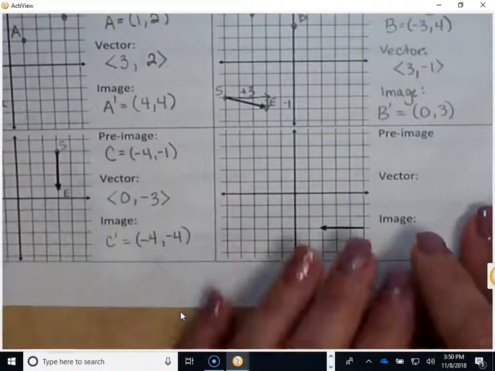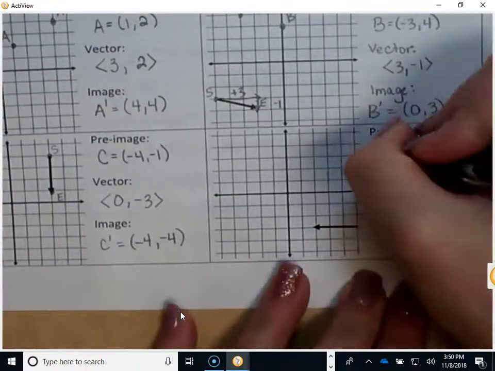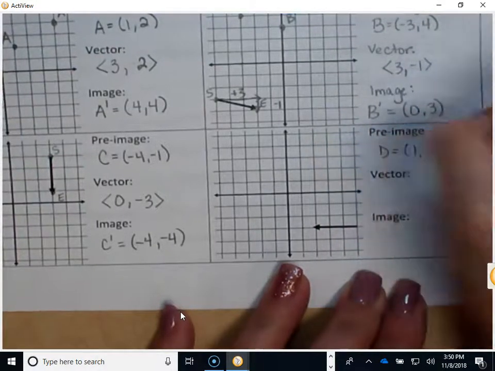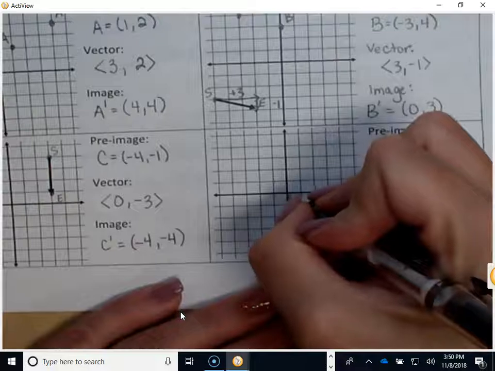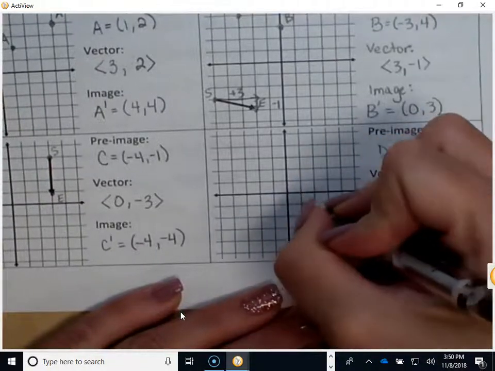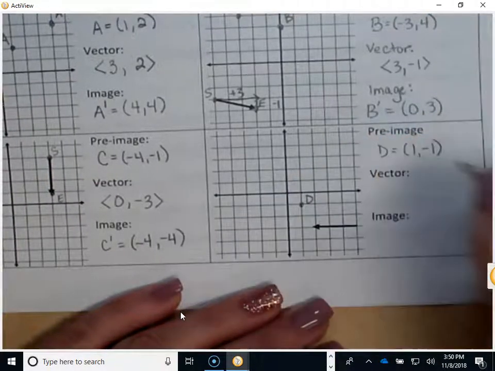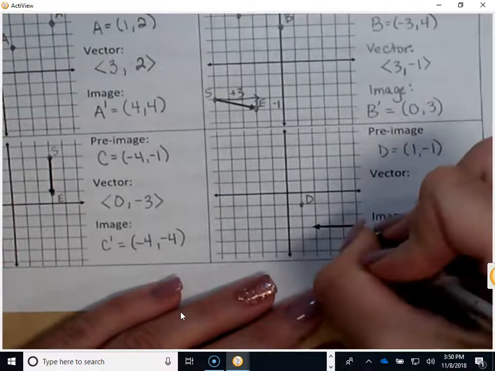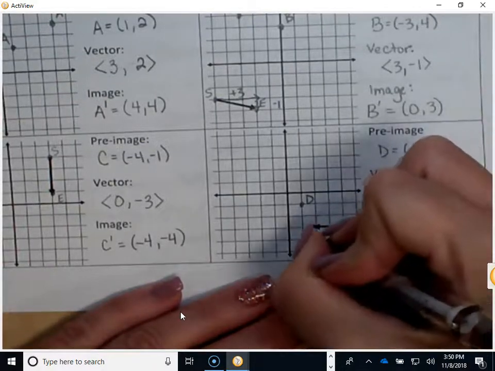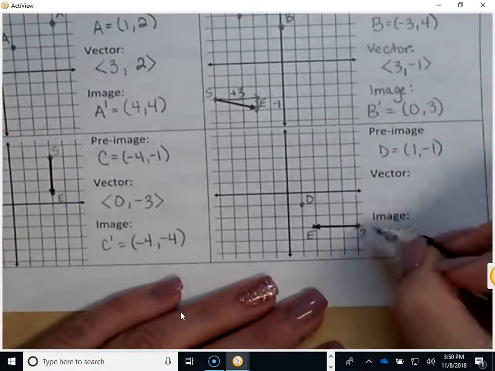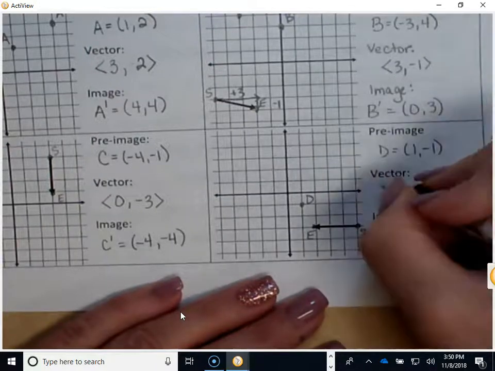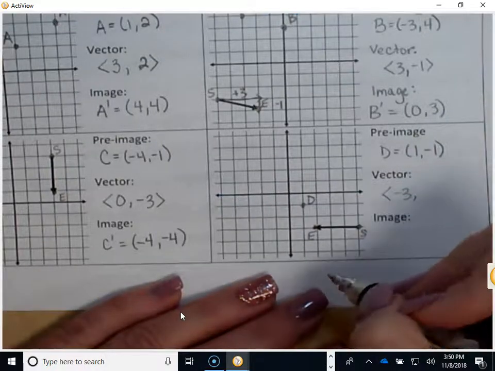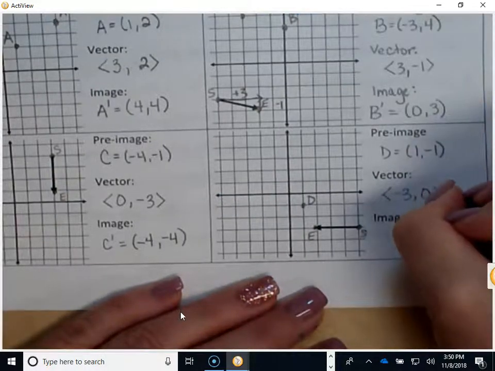One more example. We've got point D, which is going to be at the point 1, -1. So plot that point. +1 means we go to the right 1, -1 means we go down 1. So there's D. Now this vector goes left. Here's my starting point. My ending point is where the arrow point ends. So we're going to the left 1, 2, 3. Since that's to the left, that's negative for the X. And then it doesn't go up or down any, so that's a 0 for the Y.